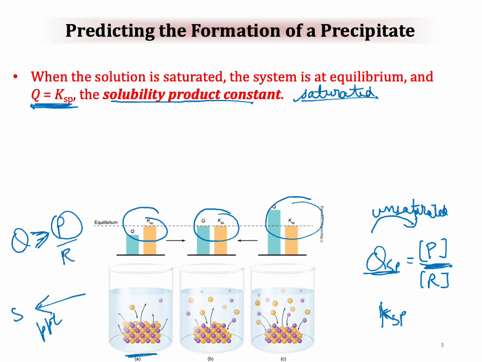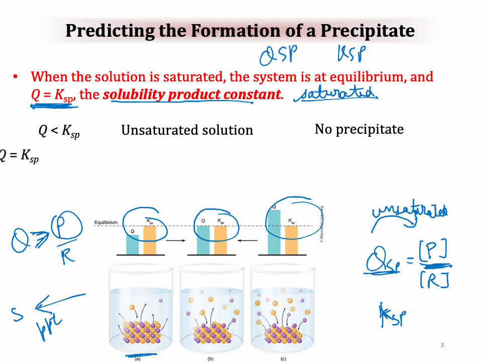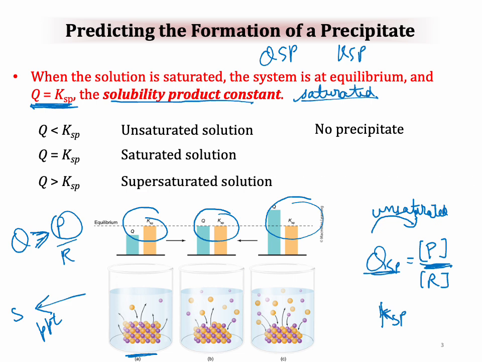So if a question is simply asking, will a precipitate form under these concentrations or not, the answer is we find Q first, we compare QSP and KSP, and we find which one is greater or whether they are equal to each other. When Q is less than K, the solution is unsaturated, so there is no precipitate. When Q is equal to K, the solution is saturated, but there is no precipitate. When Q is greater than K, the solution is supersaturated and it is going to form a precipitate.